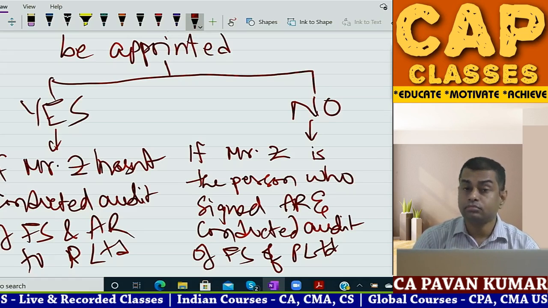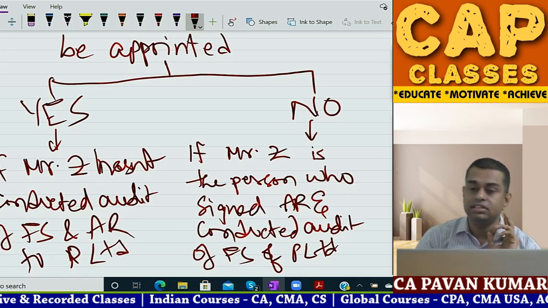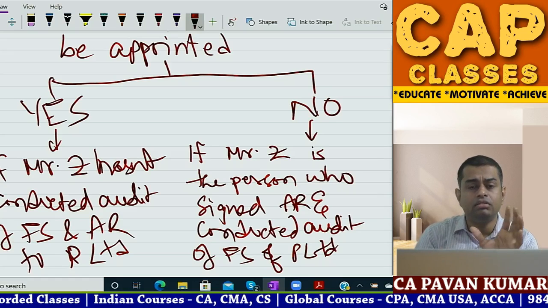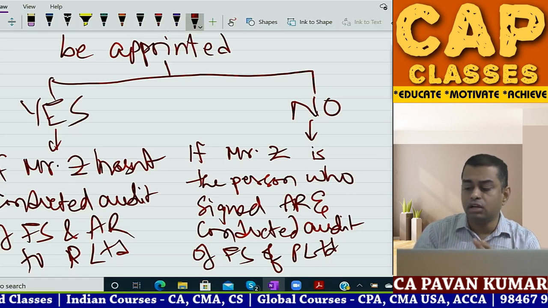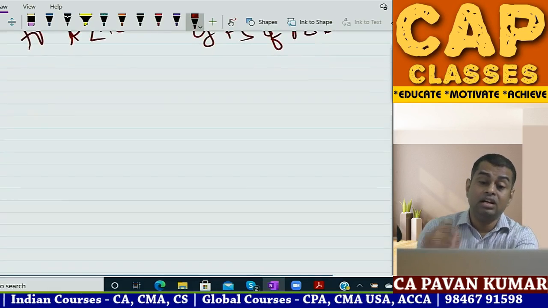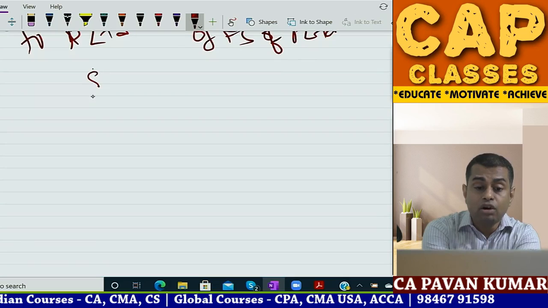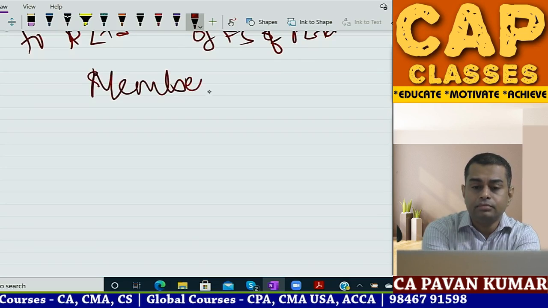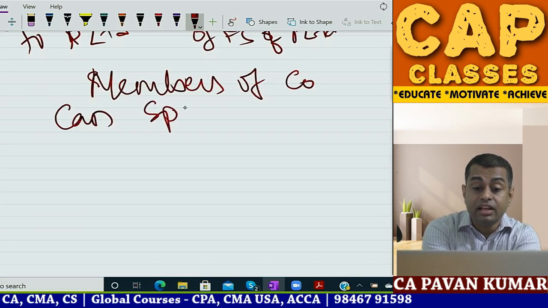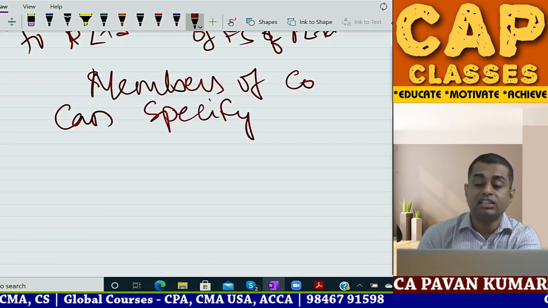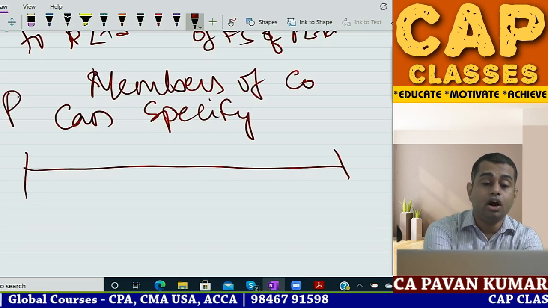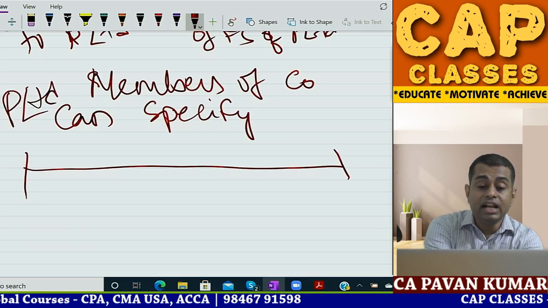Now another thing is, Pavan sir, 139(2) has given 2 consecutive terms of 5 years each to a firm, but shareholders, members of company can specify by way of passing a resolution. So here, for conducting audit of P Limited, X and company is appointed.